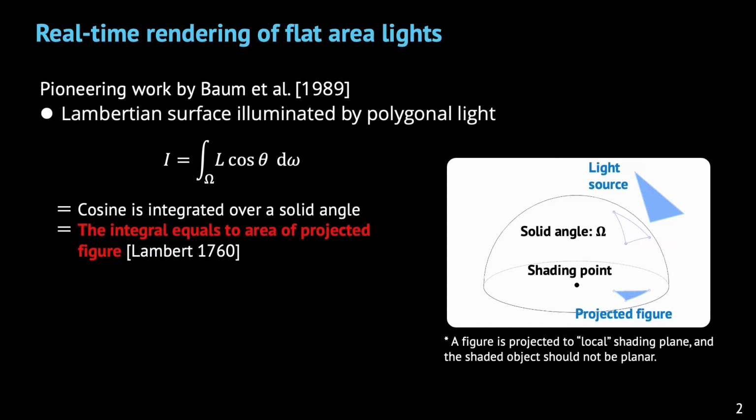Before introducing our method, let me introduce a pioneering work for flat area light shading by Baum et al. In their method, a Lambertian surface illuminated by a polygonal area light can be efficiently evaluated by the integration shown in this slide. In this integration, the cosine function is integrated over a slit angle on the hemisphere shown in the right figure. And according to Lambert's study, the result of this integration will be the same as the area of the projected figure shown at the bottom.